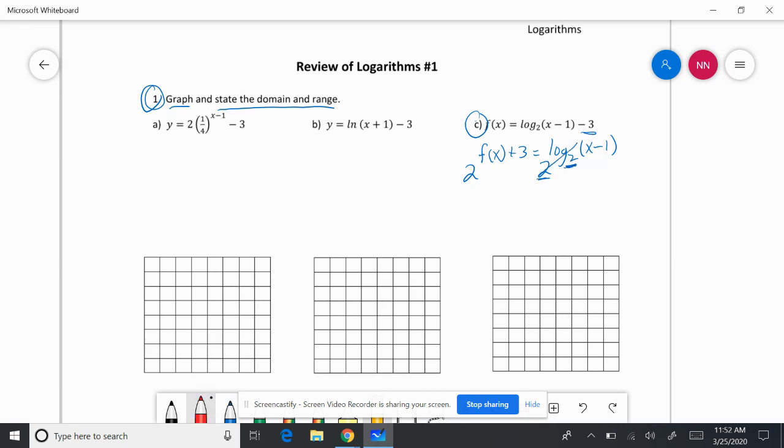So what we do is we get the x minus 1 by itself. So x minus 1 is equal to 2 to the f of x plus 3. And I'm going to continue to get the x by itself, so I'm going to add the 1, and that gives me x equals 2 to the f of x plus 3 plus 1. So I know that my vertical asymptote is going to be x is equal to 1. And then I'm going to come up with my table of values.